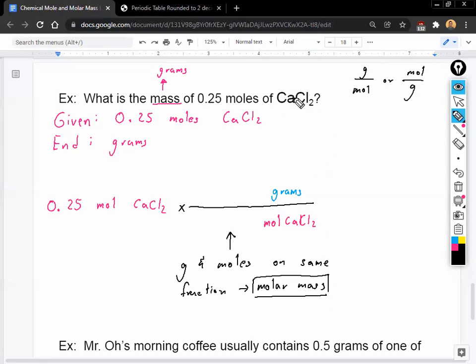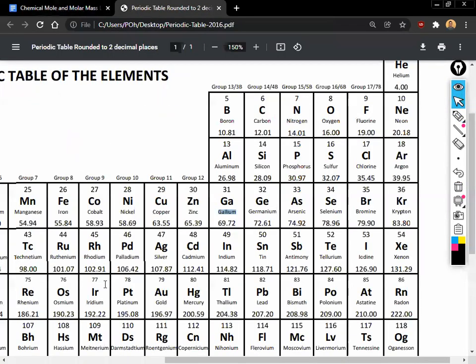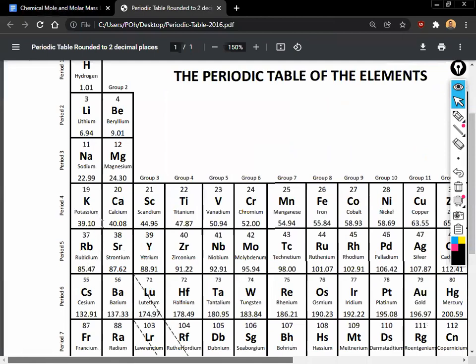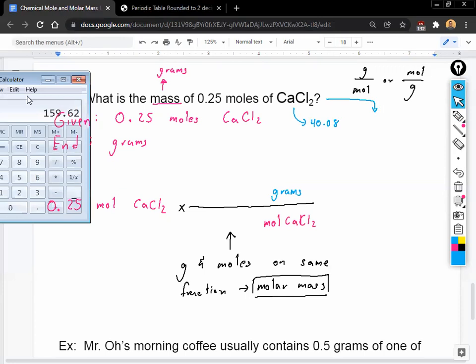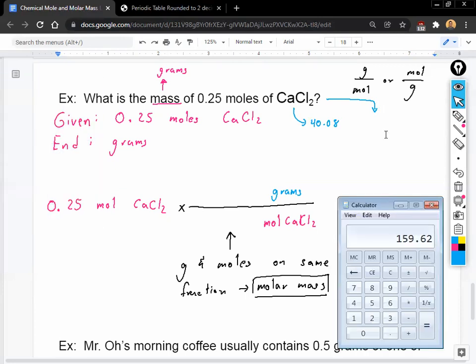Okay, so let's find the molar mass of CaCl2. What's the molar mass of just calcium? Yeah, 40.08. So calcium is going to have a molar mass of 40.08. But we also need to find the molar mass of chlorine. What's the molar mass of chlorine? Yeah, 35.45, but there's two of them, so we have to multiply it by 2. 35.45 times 2 gives you 70.9.